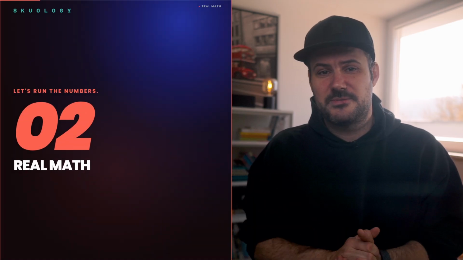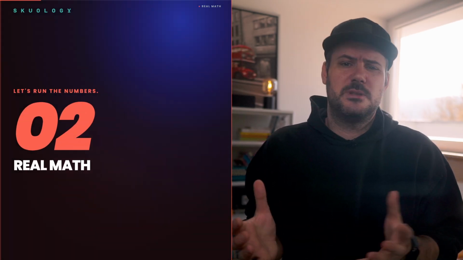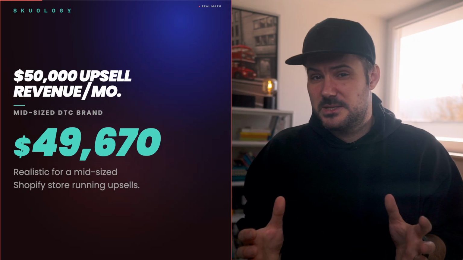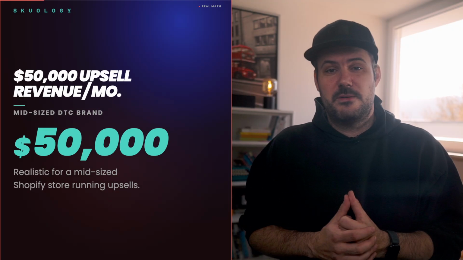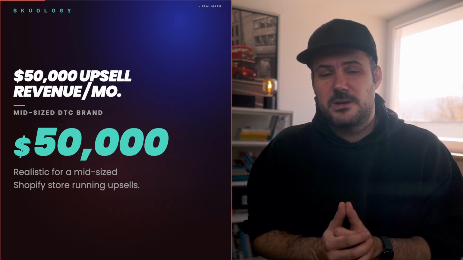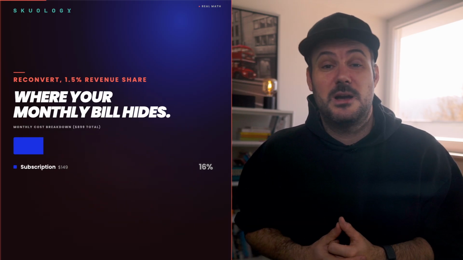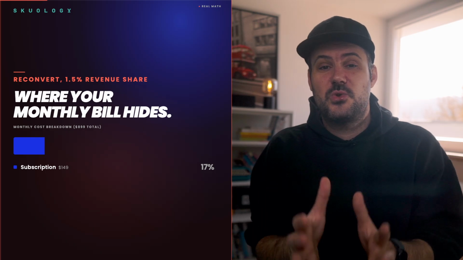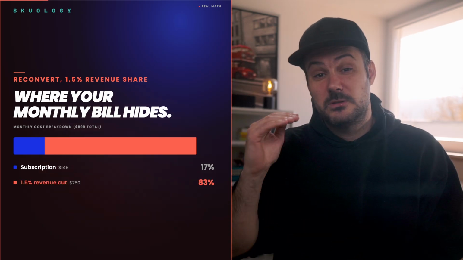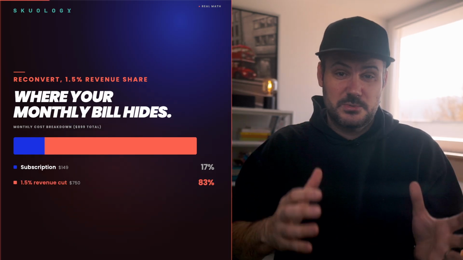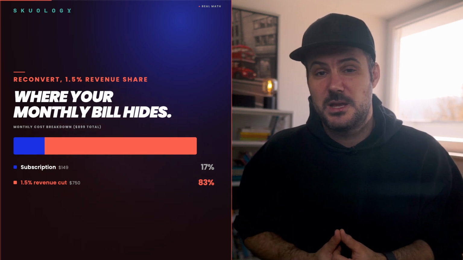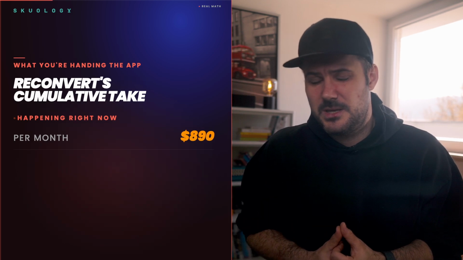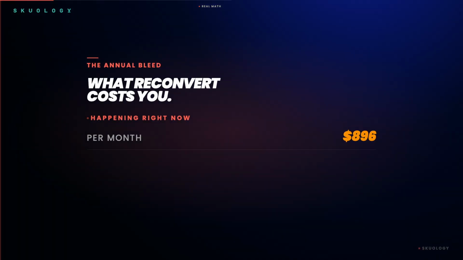Let's do some real math. Say you do $50,000 a month in upsell revenue. That's actually realistic for a mid-sized DTC brand. A 1.5% revenue share, that's standard for ReConvert, is $750 a month. Just gone straight to the app company. On top of your subscription, which is probably $30 to $120. But that $750 is on top, so you're paying double.